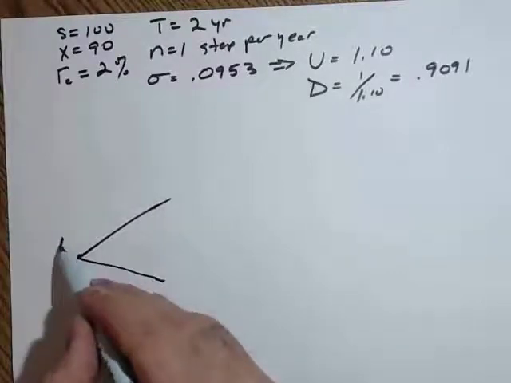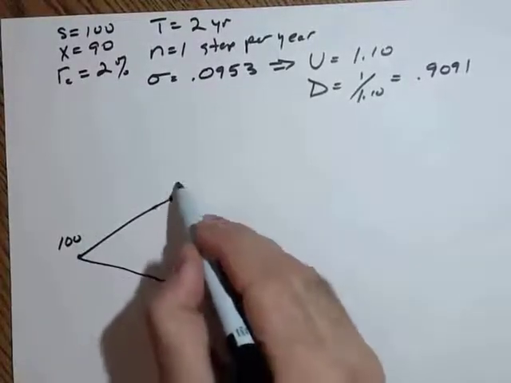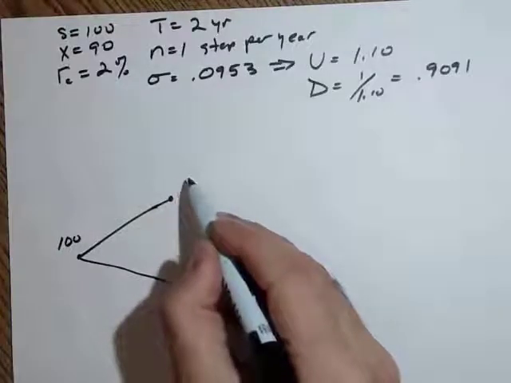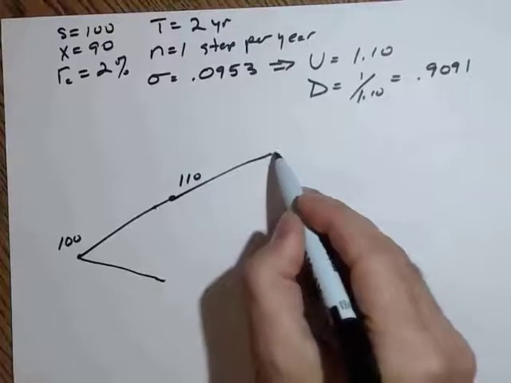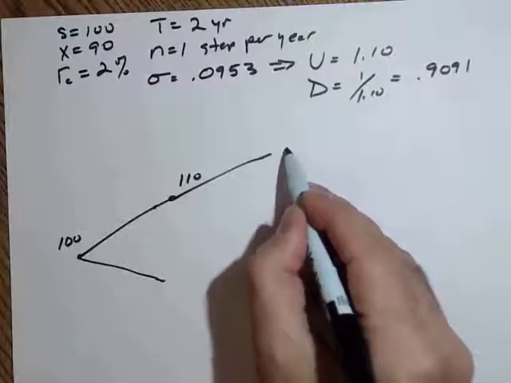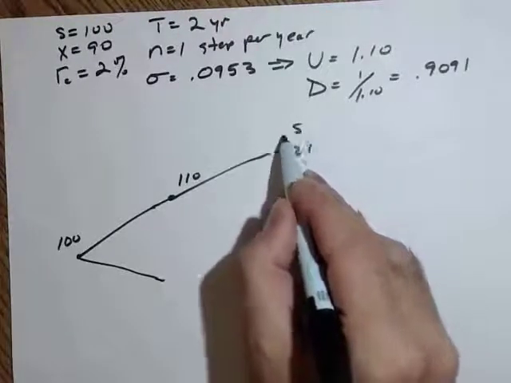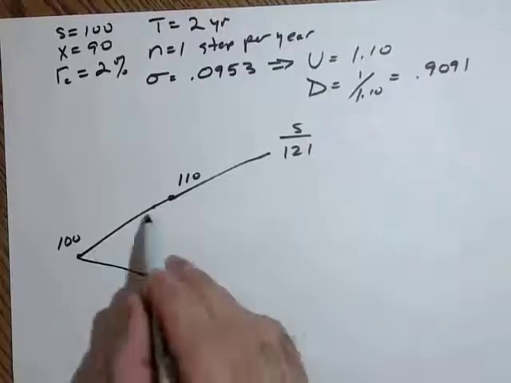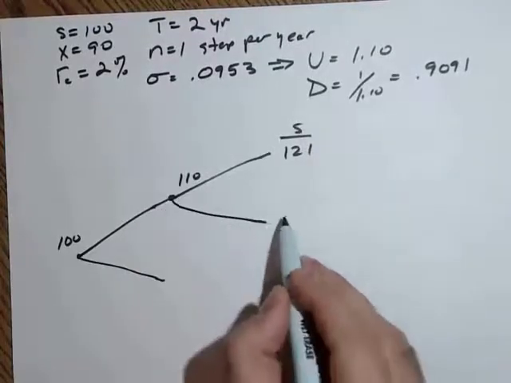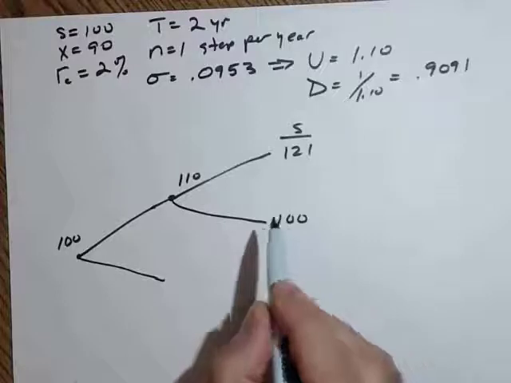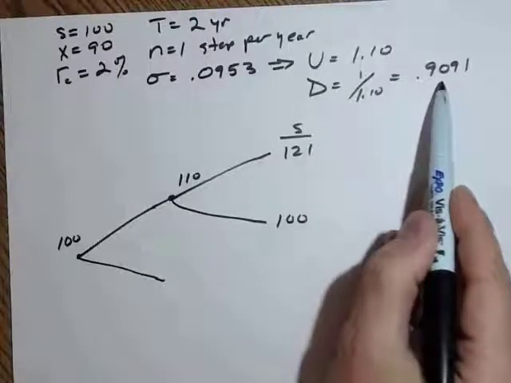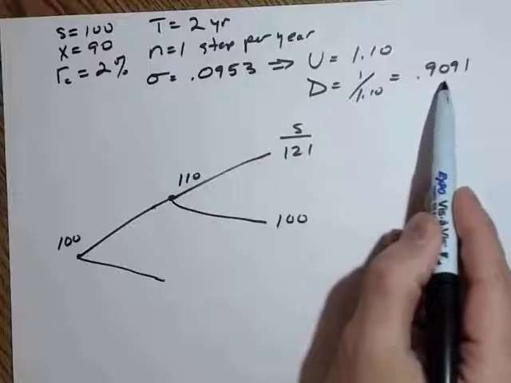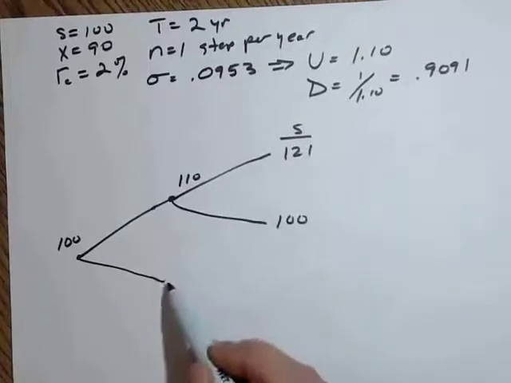So we start off, the stock price is 100. It can go up to 110 here, and then another period, another year, it can go to 121. So that would be the stock price. Now, if it goes up and then goes down, it'll end up back at 100, because it goes up 1.1, but goes down nearly 10 or 9%. It drops back down to 100.